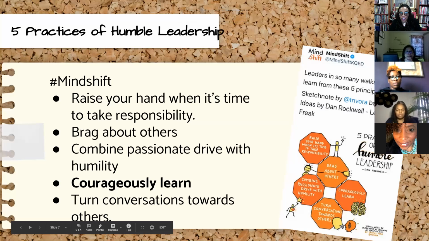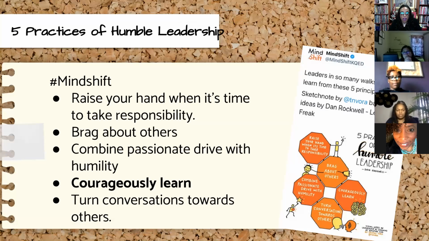So online, one of the things I saw on Twitter that I was like, this makes sense to me, was mind shift. So the idea of some of the things that you could do as a humble leader. We want to lead in a way that makes our colleagues feel that we are all part of this together. One thing I saw was raise your hand when it's time to take responsibility. And I think that's so important, because as a leader, the buck stops here with a lot of things.